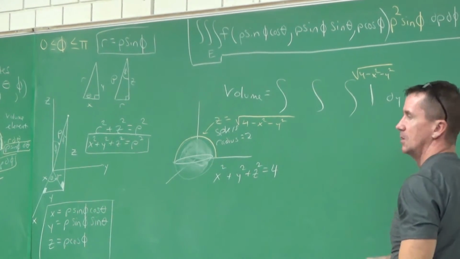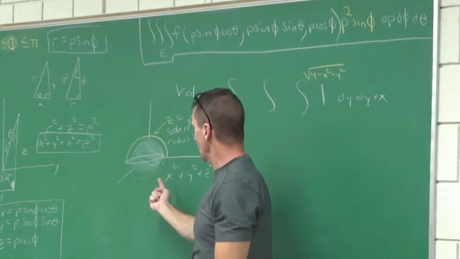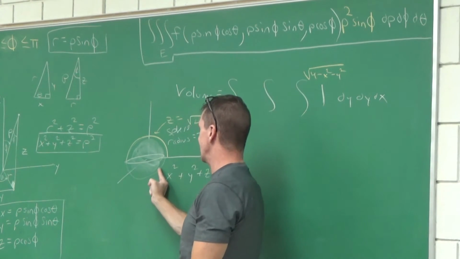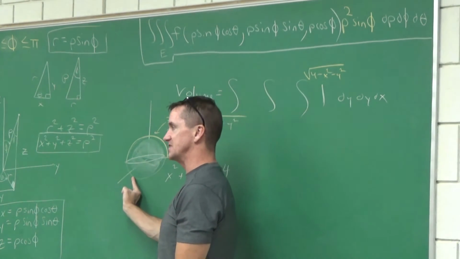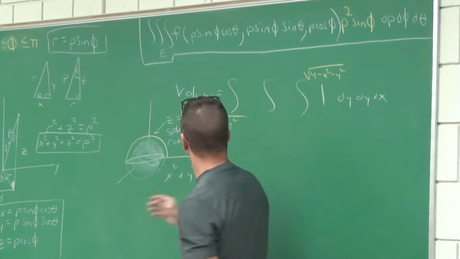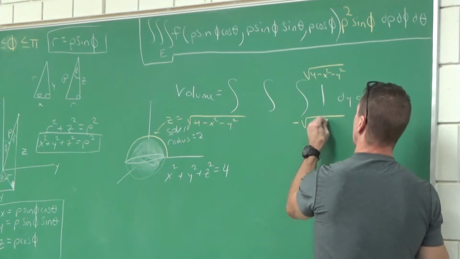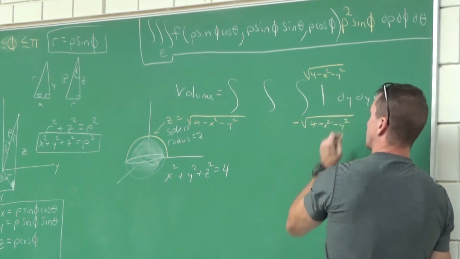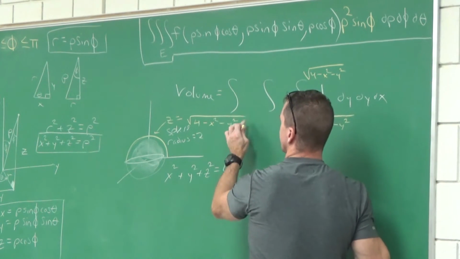Woo. What would be the lower limit? I want the full sphere. The lower limit's down here. What's the equation of that surface down there? If I solve for z, it'll be negative that, right? Put that here. That's that hemisphere underneath, representing that surface. So far, so good?